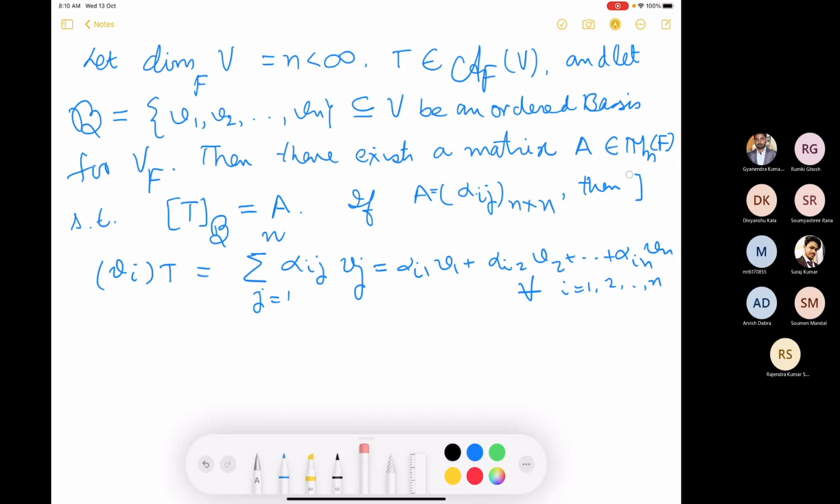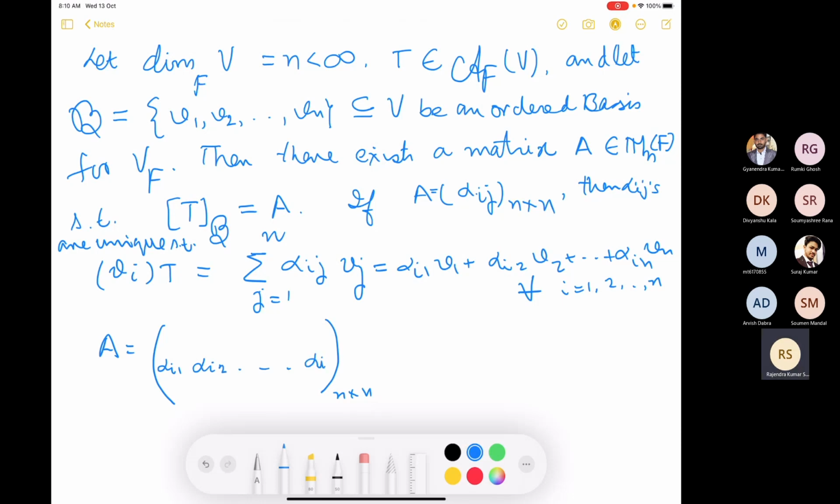And alpha_ij's are unique and are such that this. So this gives the ith row. And if you vary i from 1 to n, you get all the n rows. And naturally, then this A would look like, as you know, n by n. So this will be alpha_i1, alpha_i2, ..., alpha_in. This is the ith row, and somewhere here is alpha_ij, that is on the intersection of the ith row and jth column. Okay. So this is your ith row.